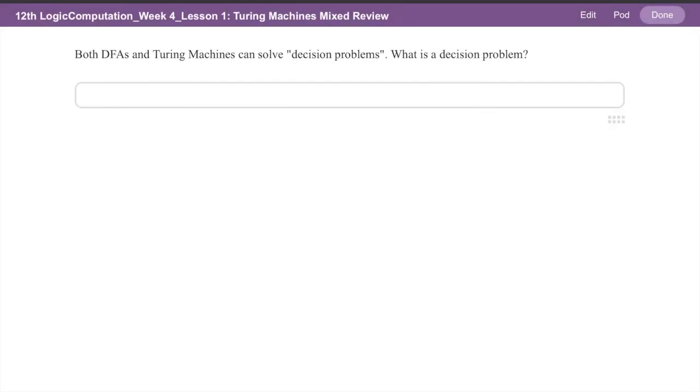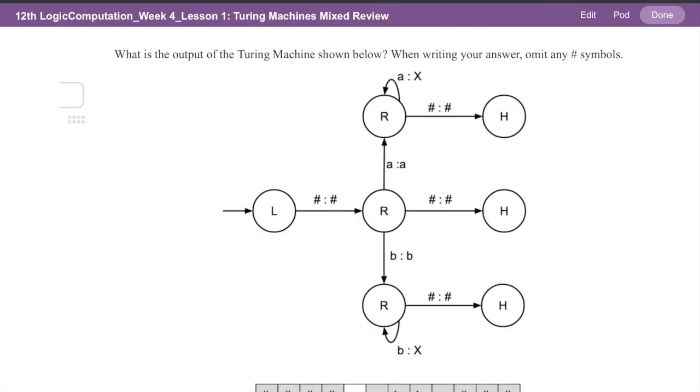The next question asks, both DFAs and Turing machines can solve decision problems. What is a decision problem? This one is very simple. A decision problem just answers true or false based on its input. So that's why we say it has to decide something about it. Let's move on to the next problem.